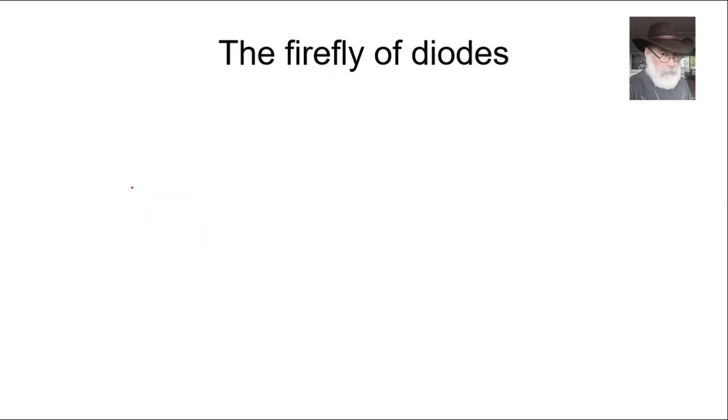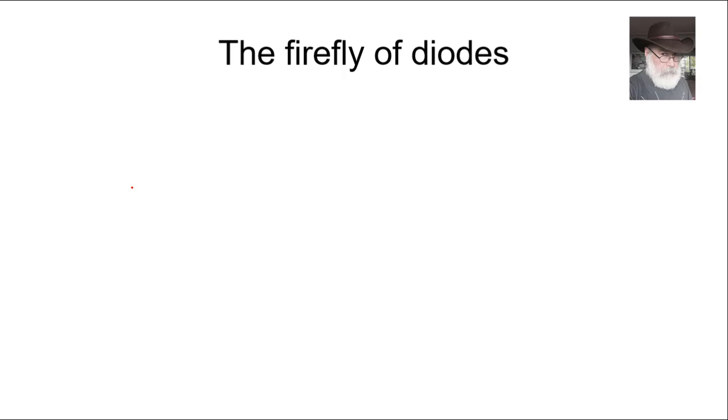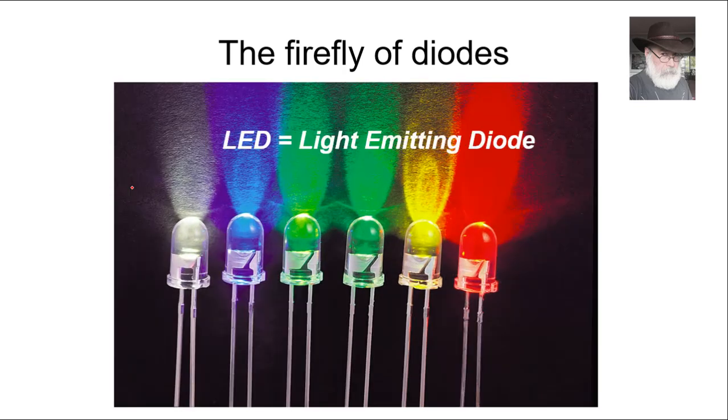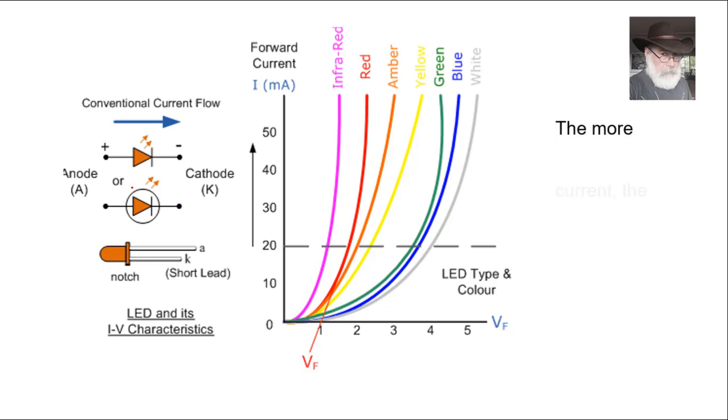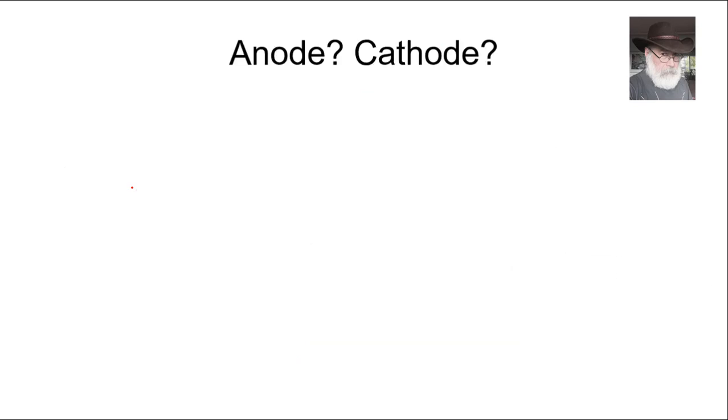It would be nice if we draw that circuit and we build it in the lab, but with diodes that show us whether they are conducting or not. And for that we will use the fireflies of diodes, the LEDs. These diodes, when they are conducting, they light up. And the more current that we pass through the diode, the brighter they shine. But if we exceed the specifications of the diode, they will burn. They go poof.